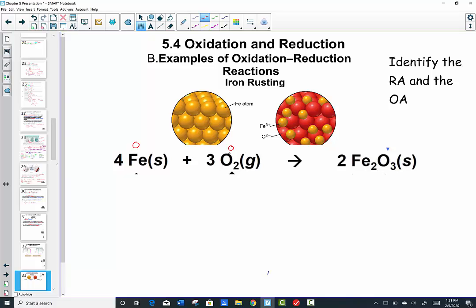In the compound now, just think about uncrisscrossing. The iron must have been a +3 and the oxide is a -2. Ionic compounds are built of charges.